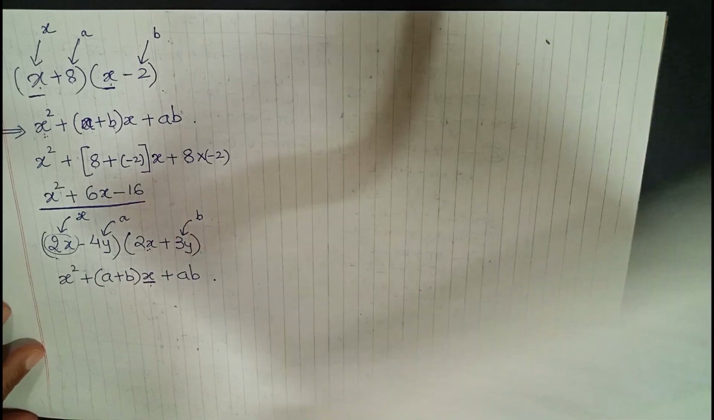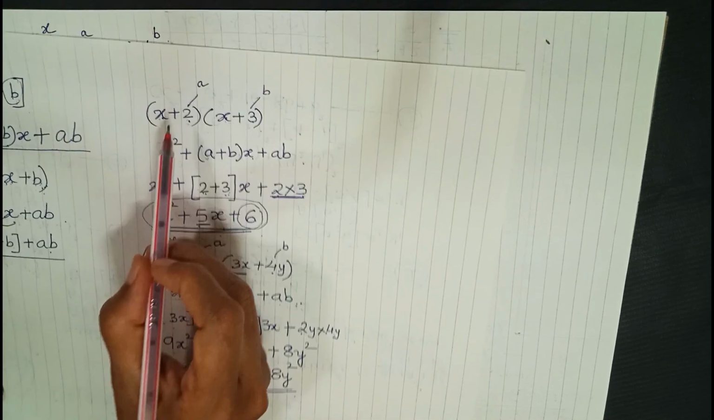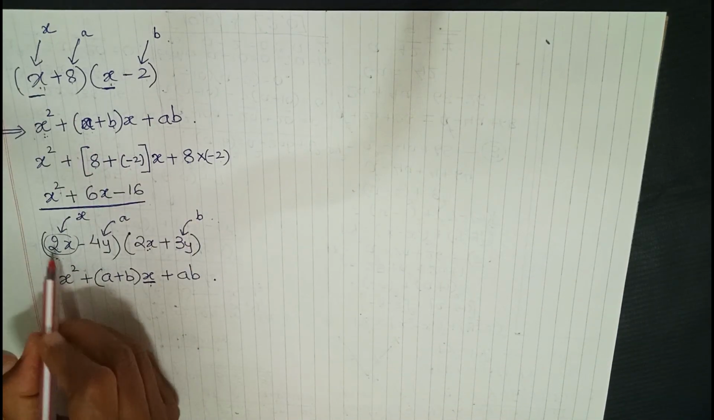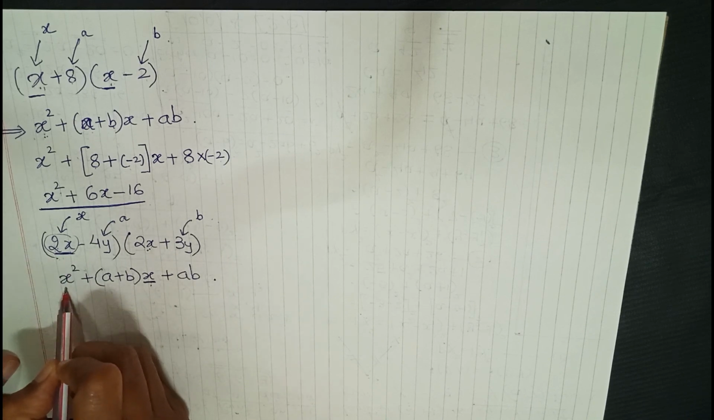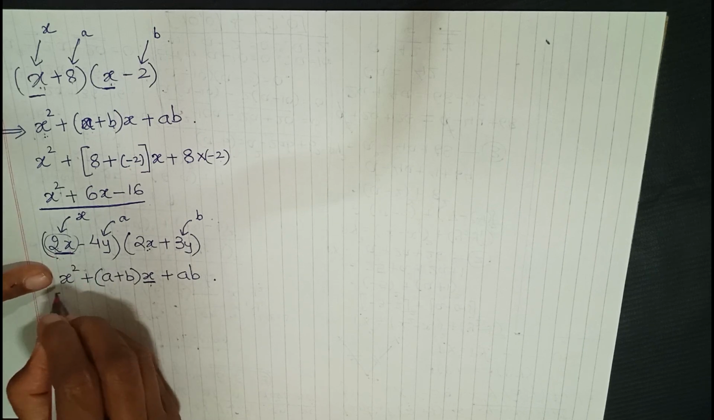For example, here it was 3x, right? The value of x is 3x. Here the value of x was x. Here also the value of x was x. But in this case, the value of x is 2x. That means whichever is the first number is x. So now I will substitute the value of x, which is nothing but 2x.